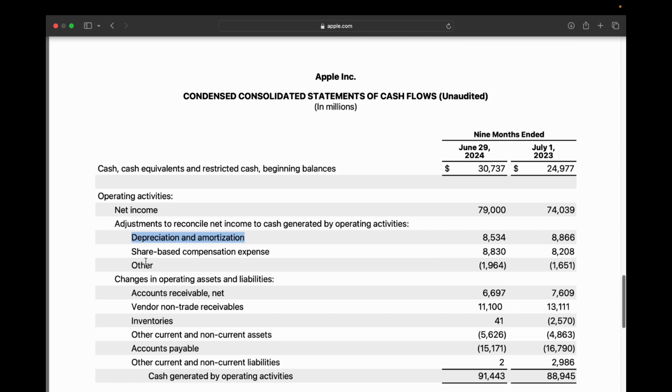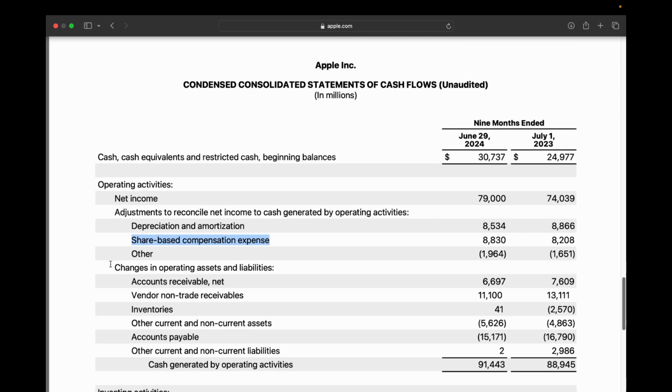Share-based compensation expense. This is a very wonderful thing. Exactly what it says here is that it's 8.8 billion. What it means is that it is an expense that's just given to, so let me break it down. Employees or stakeholders in Apple would receive a stock or options or equity of some sort in Apple. That is what share-based compensation expense is, and it's an expense to Apple because they're giving it to, again, employees or stakeholders.